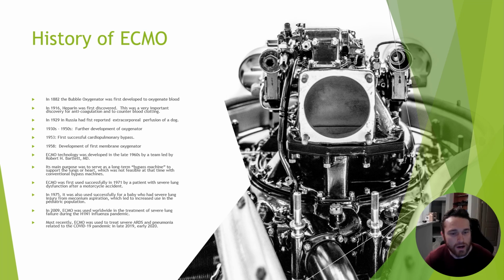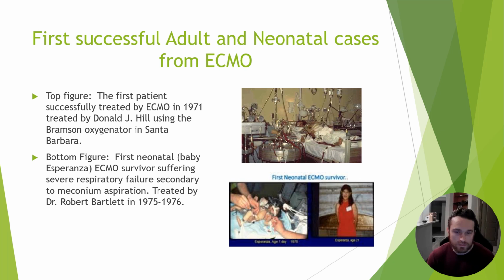In 2009, ECMO was used worldwide in the treatment of severe lung failure during the H1N1 influenza pandemic. And then most recently, during COVID-19 for severe ARDS and pneumonia. You can see on the right the first adult patient treated by ECMO, and on the bottom the first neonatal survivor. The adult was treated by Donald J. Hill using the Bramson oxygenator, and on the bottom is baby Esperanza, the first ECMO survivor, who suffered from severe meconium aspiration, treated by Dr. J. Bartlett in 1975 and 1976.